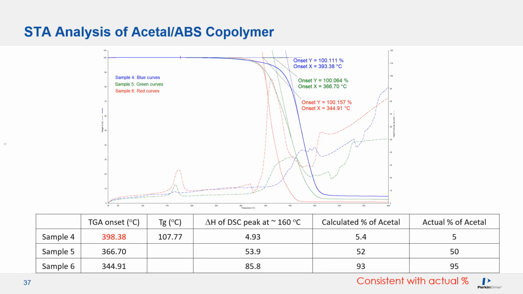Using it to analyze a batch of copolymers with different compositions, the TGA data shows that the thermal stability is dramatically different among these samples. The material with higher percentage of ABS is more stable. DSC is used to quantify the composition by measuring the delta H of the acetal melting peak. As you can see, the calculated percentage of acetal is consistent with the actual percentage. The TG of ABS can be seen in a high ABS sample.